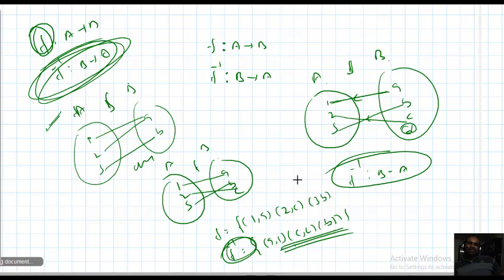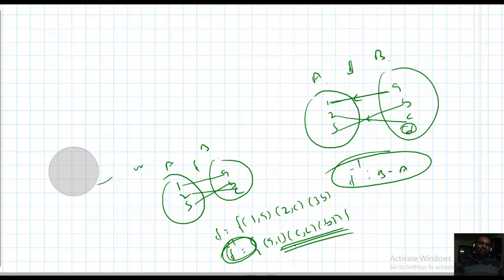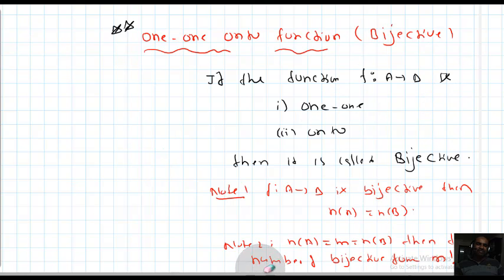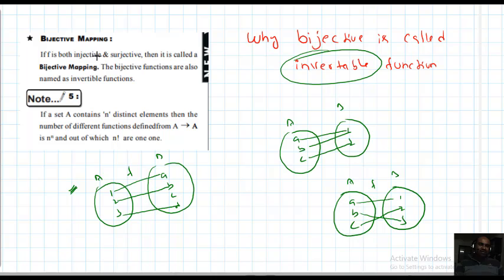If f is bijective from a to b, then automatically f inverse from b to a is also a function. That's why a bijective function is said to be an invertible function. Invertible means inverse exists, and the inverse is also a function. F is a function from a to b, it is bijective. Automatically, what is your observation here? F inverse is also a function from b to a. If a function is bijective, then only its inverse also becomes a function. Okay. Understood? See here. What type of function is this one? Onto. So inverse need not be a function from a to b.